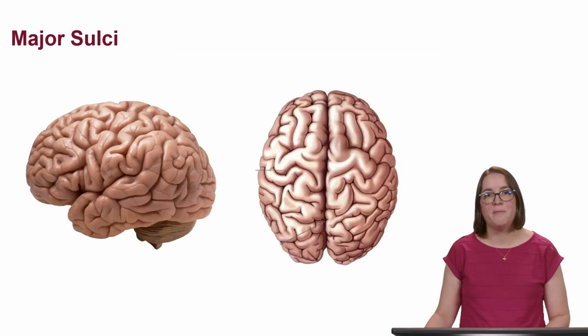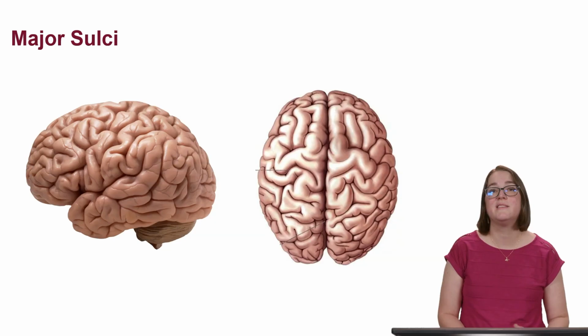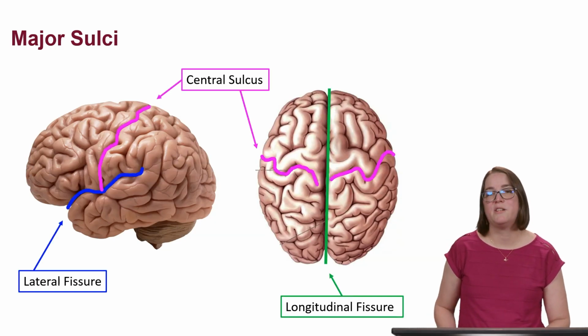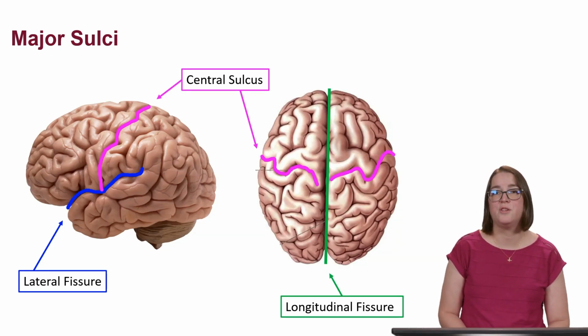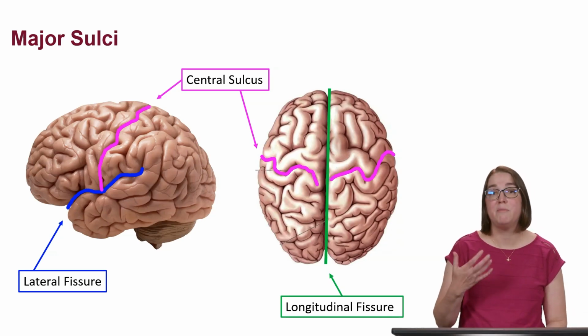For the most part, the patterns of gyri and sulci are the same across human brains. Here are 2 views of a brain, and you can easily see some of the major sulci. Here are the 3 major sulci labeled. On the brain on the right, separating the left and right cerebral hemisphere is, of course, the longitudinal fissure. On the left, running along the side of the brain, is the lateral fissure. This image depicts the left lateral fissure, but there is a mirrored lateral fissure in the right hemisphere as well.